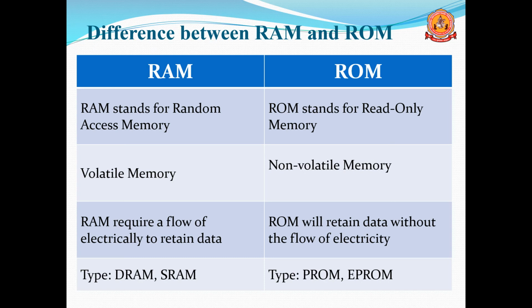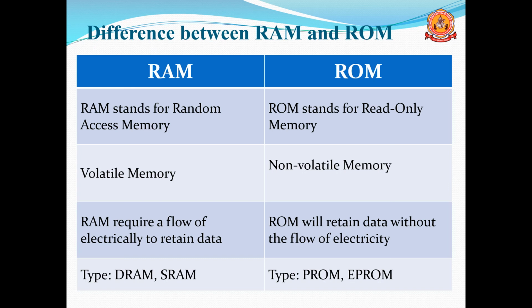The next one is RAM requires flow of electricity to retain data. If you want to retain the data in RAM, a power supply is always required. But in case of ROM, it will retain the data without flow of electricity. Even if electricity is not there, it will store the data permanently.